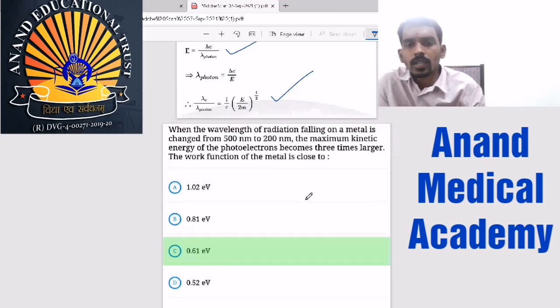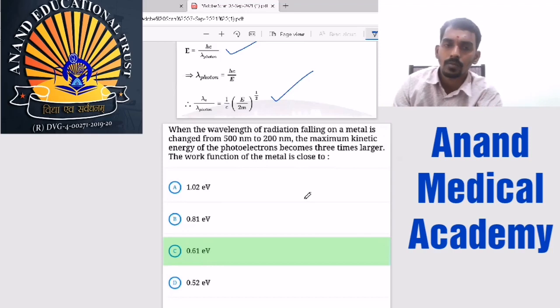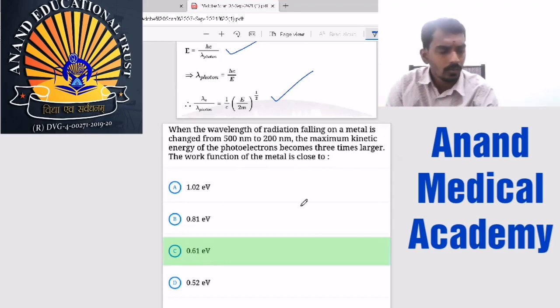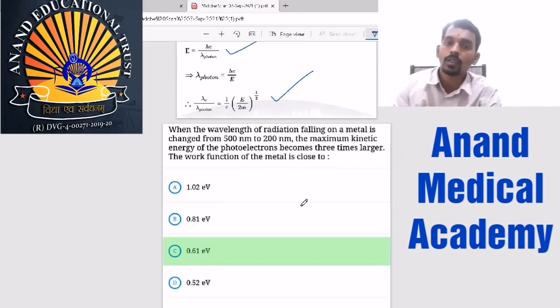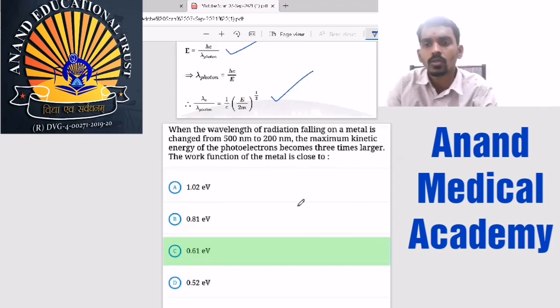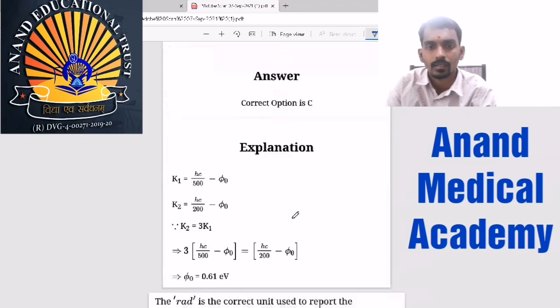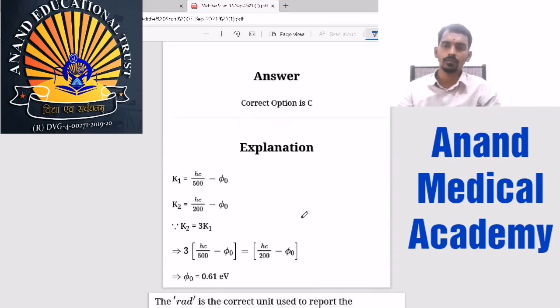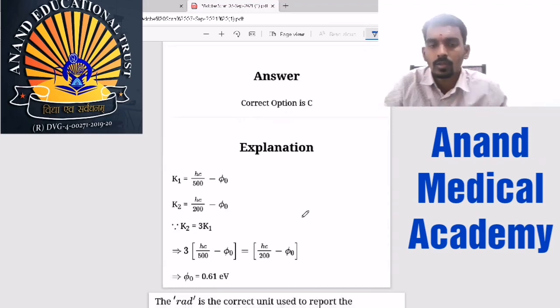Now this is based on the Einstein photoelectric equation. That is also one of the important ones. So a direct formula based question they can ask, or a manipulated question also they can ask. A little difficult level question also they can ask. Try to solve it. Here the solution is given, you can try, but don't just look at the solution. First you try to solve it on your own.